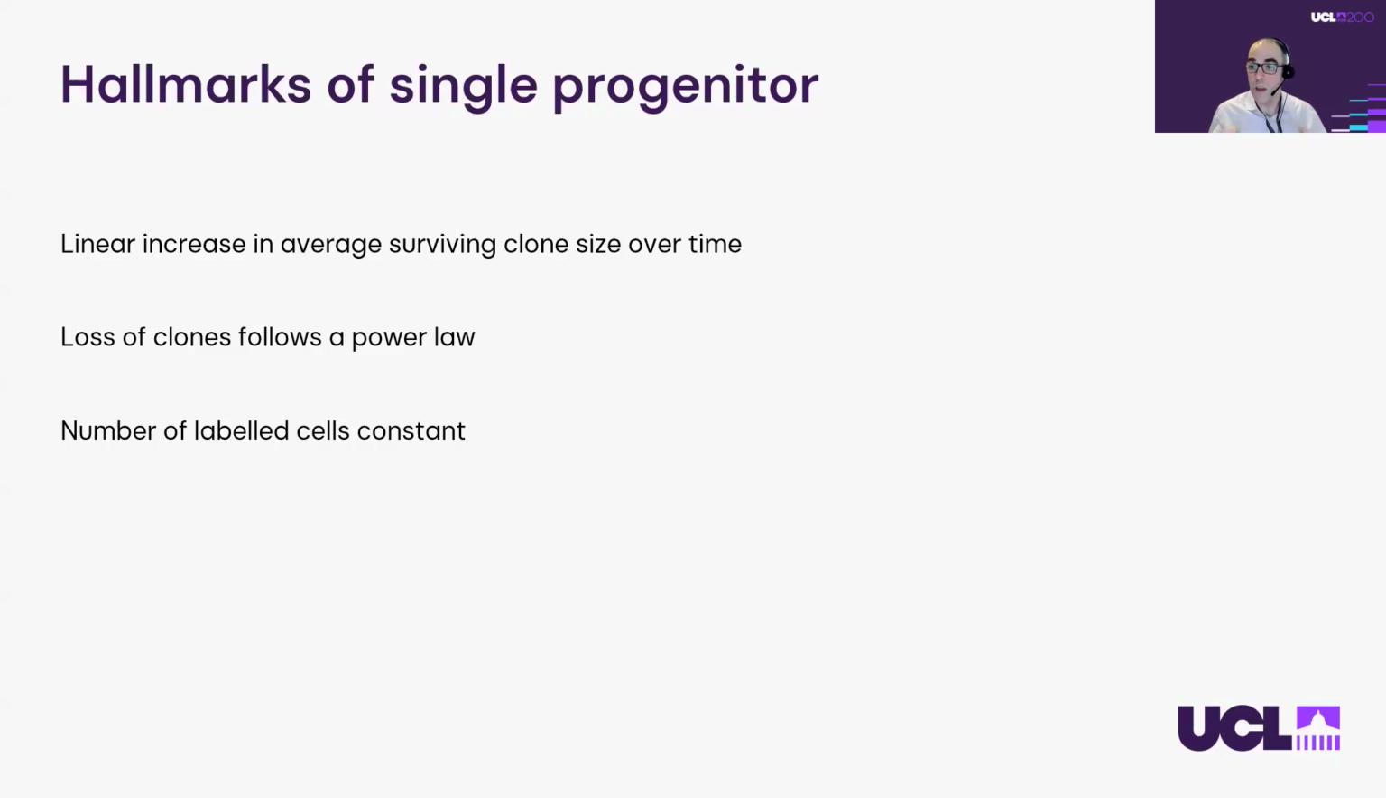When we do this and when we do mathematical analysis on the model, we can see there are certain properties of the model that we can look for in the experimental data. So we expect to see a linear increase in average surviving clone size over time. We see the loss of clones follow a power law. So we see a rapid loss of clones initially, followed by a slowing of that loss. And the overall number of cells that are labeled should remain constant over different time points.